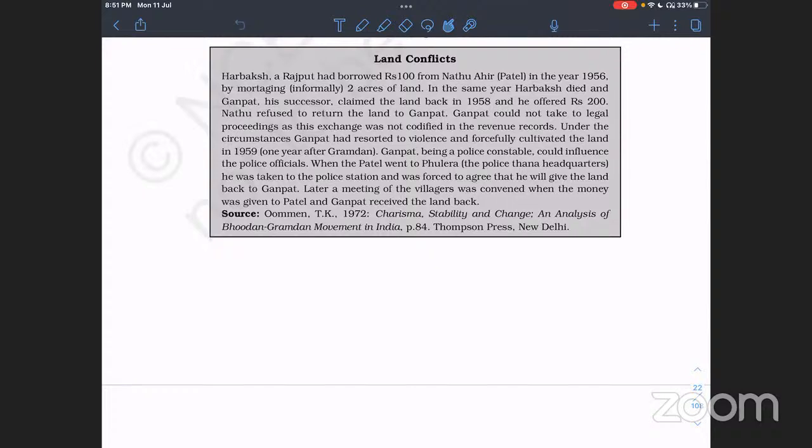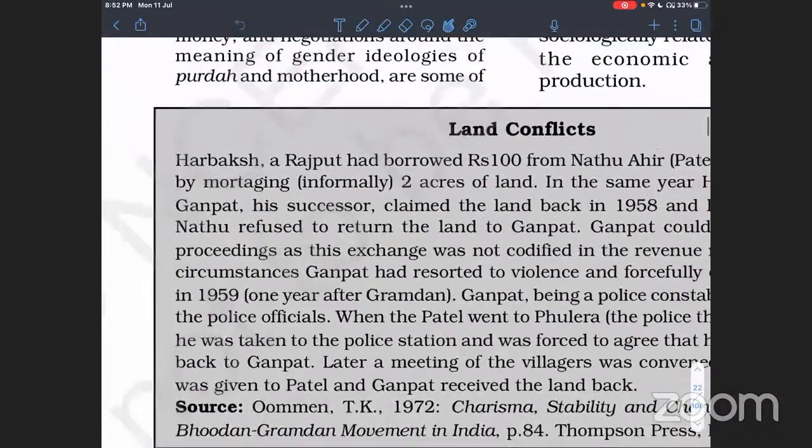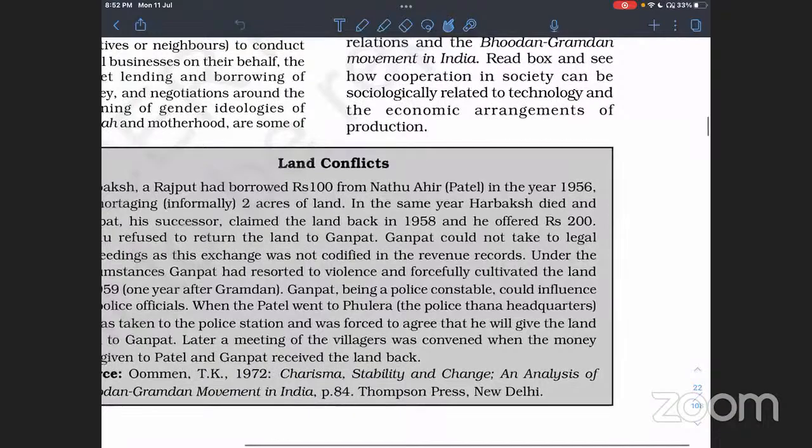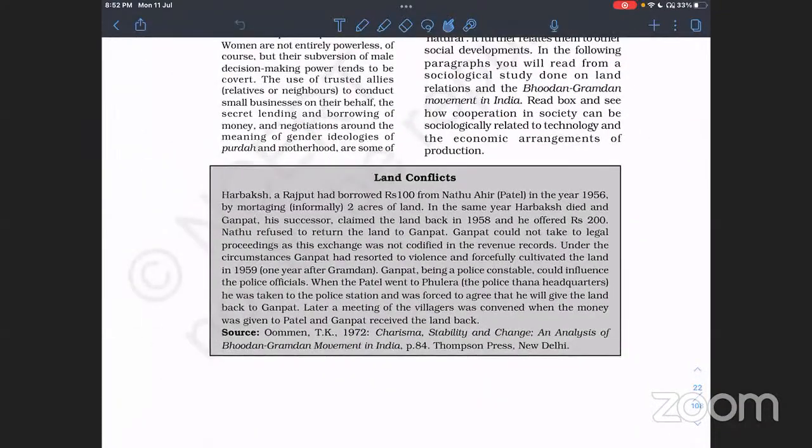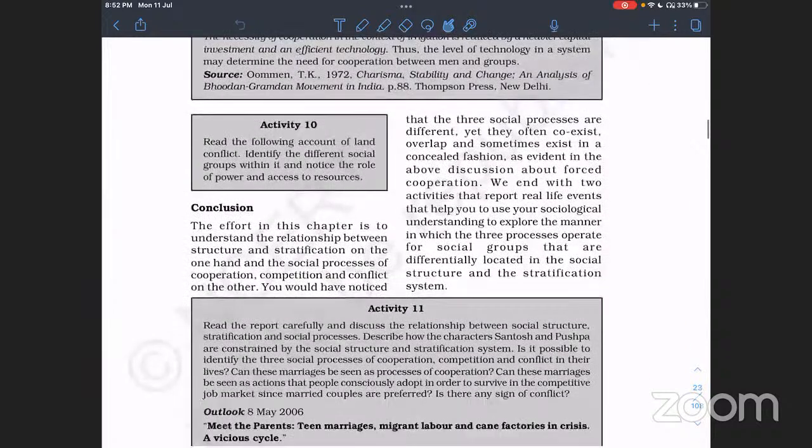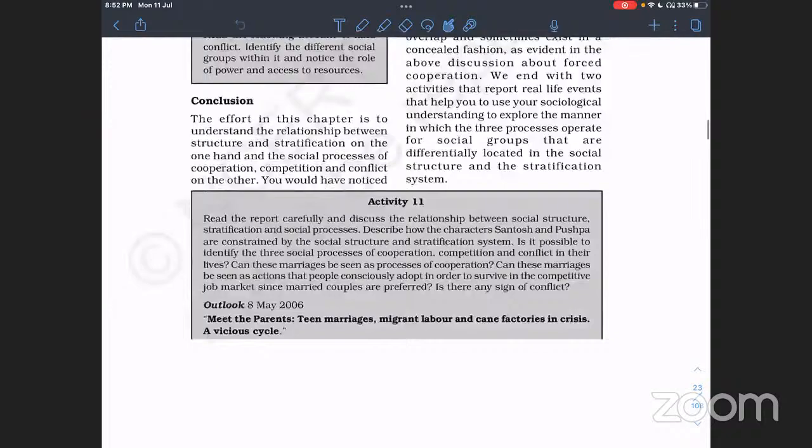Land conflicts are a kind of social process. Between whom do they happen? If you see here, a Rajput, a dominant caste, and a Patel, a dominant caste. Usually, as they are powerful people, they will try to take a Dalit for granted, and they use their advantage in the social strata, because they are superiorly placed, and misuse it. The Dalit cannot come into conflict with them, and Dalits often have to forgo their land. But if the same conflict happens between two dominant caste people, it might take a different turn. It might even turn violent. That is not part of our discussion.